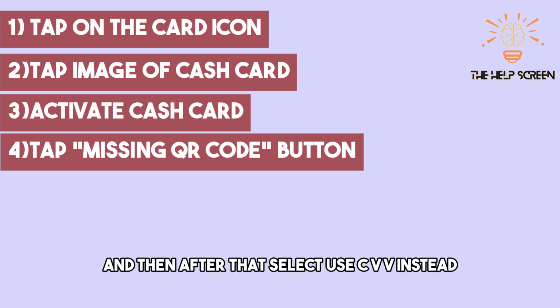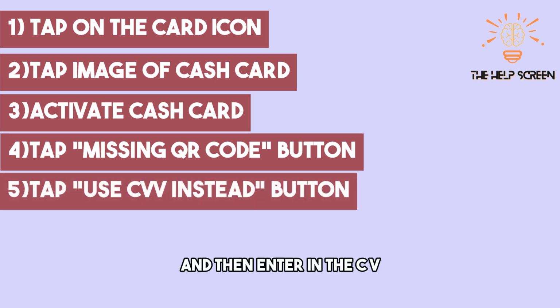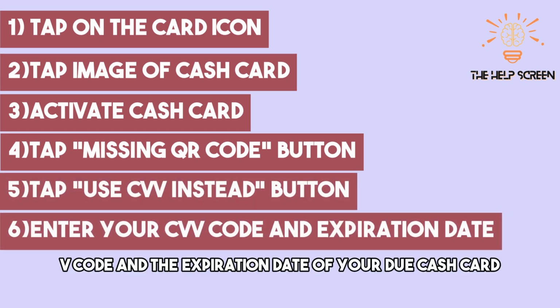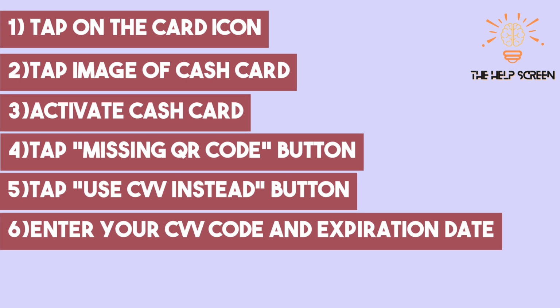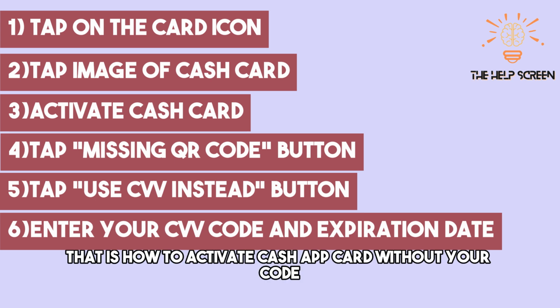And then after that, select use CVV instead. And then enter in the CVV code and the expiration date of your new cash card. And you're done. That is how to activate Cash App card without QR code.